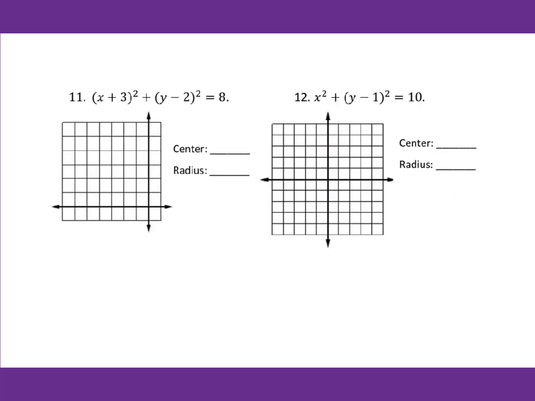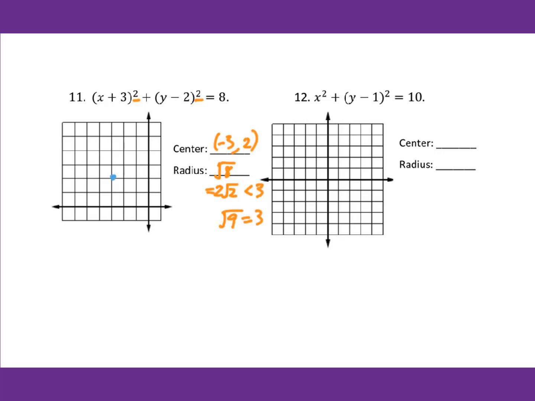Now let's go to question 11. The center, since you have squares, that means both are linear. So we got (negative 3, 2). Radius will be square root of 8. That's 2 square root of 2. It's less than 3 because square root of 9 equals 3. Just estimate.